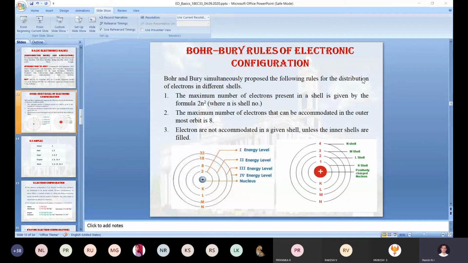Okay, that is the second rule. The third rule: electrons are not accommodated in a given shell unless the inner shells are filled. For example, take silicon as well as germanium. How many protons does the nucleus of a silicon atom have? How many protons does it have in the nucleus, silicon or germanium? 14, silicon. Yeah, exactly. Correct.